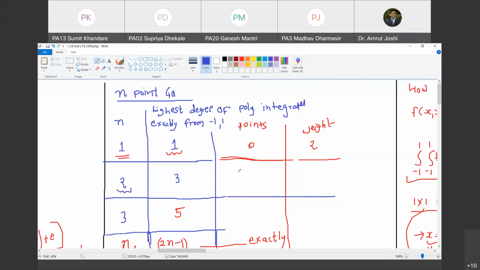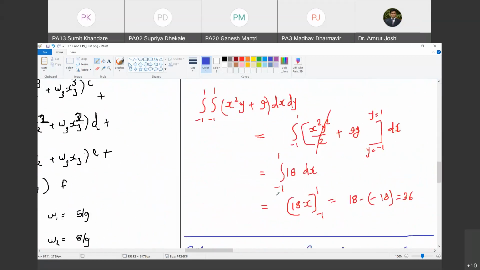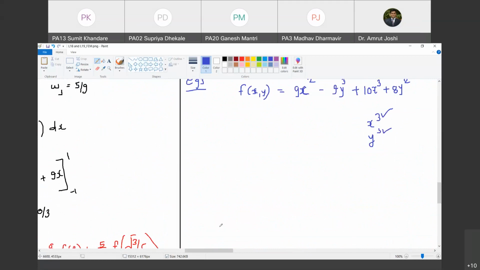Yes, sir. And what are the points? 1 by root 3 and minus 1 by root 3. And what are the weights? Weights are 1 comma 1. Happy? Are you with me? Yes, sir. So let us do that.